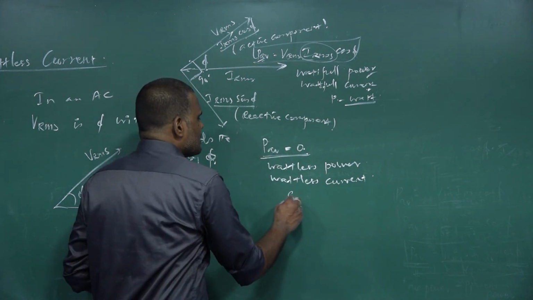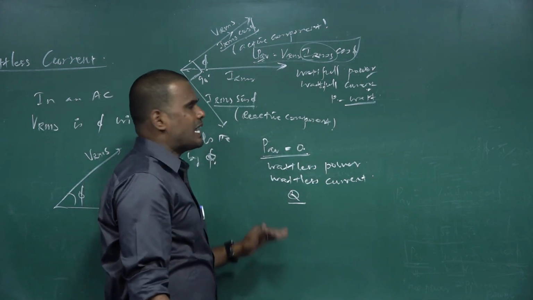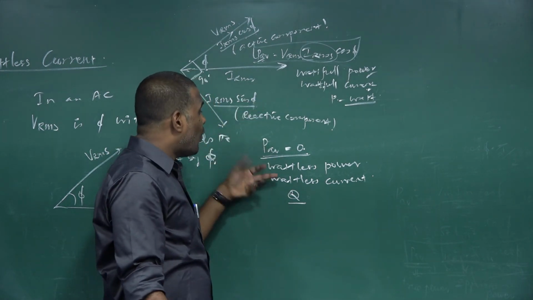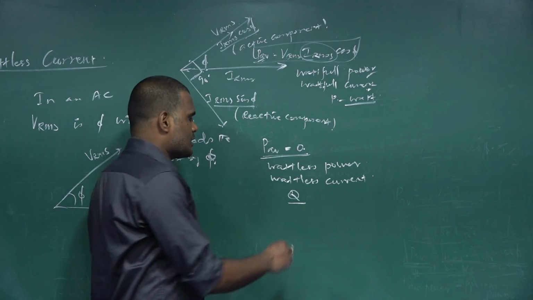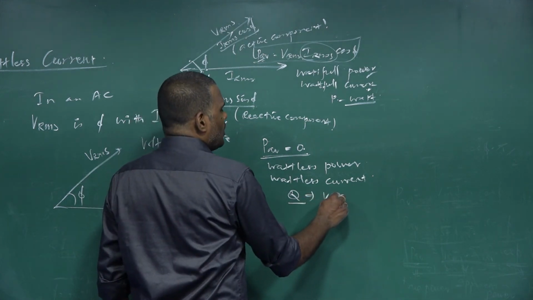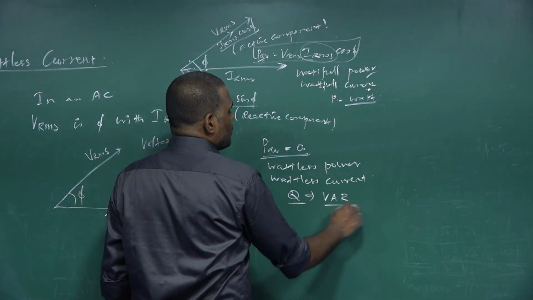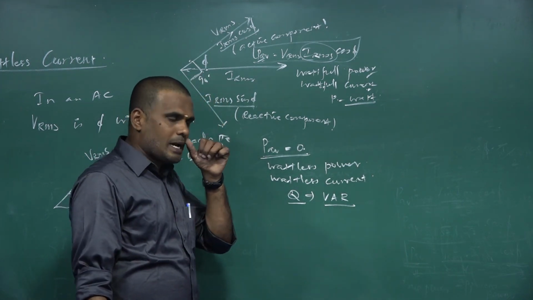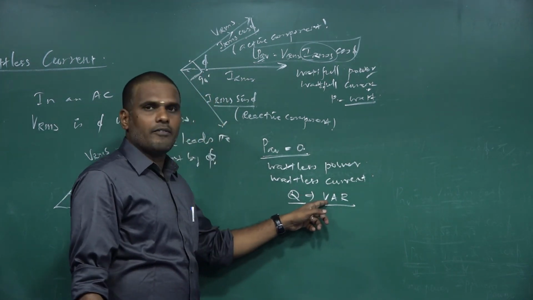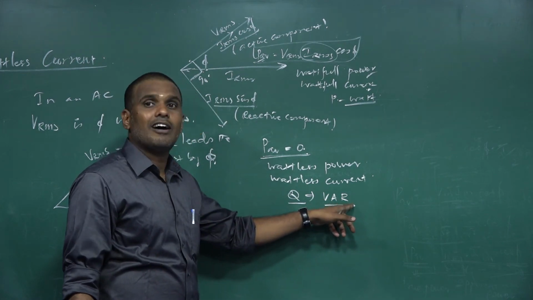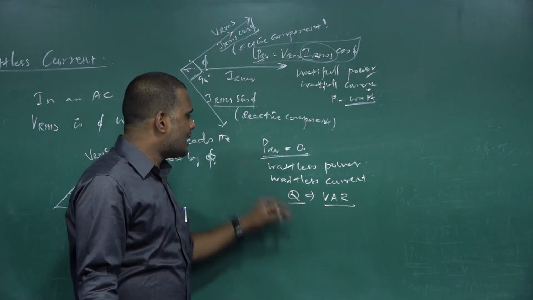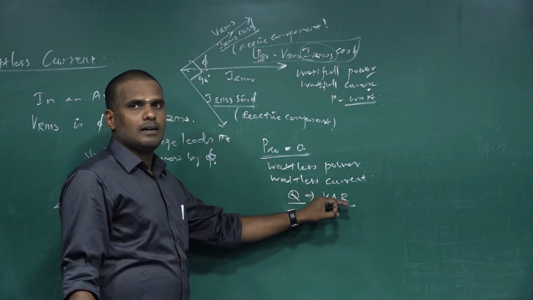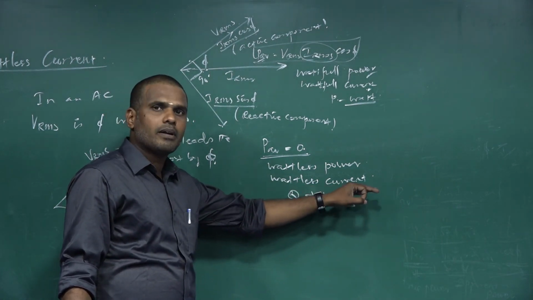This is generally represented by the letter symbol Q. Q stands for the reactive component I_RMS sin phi. Q is the wattless power. Its unit is volt ampere reactive, VAR, which is written in capital letters: V for volt, A for ampere, R for reactive. So the wattless power is generally expressed with the unit volt ampere reactive.